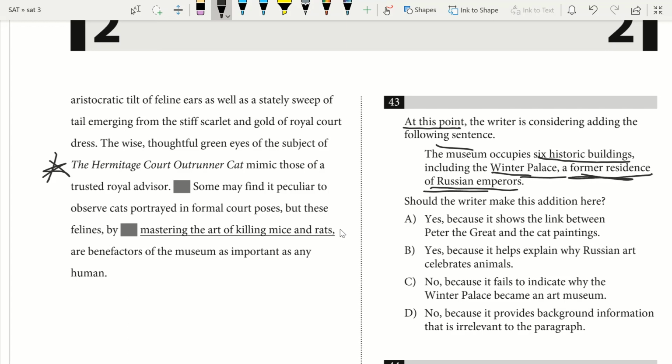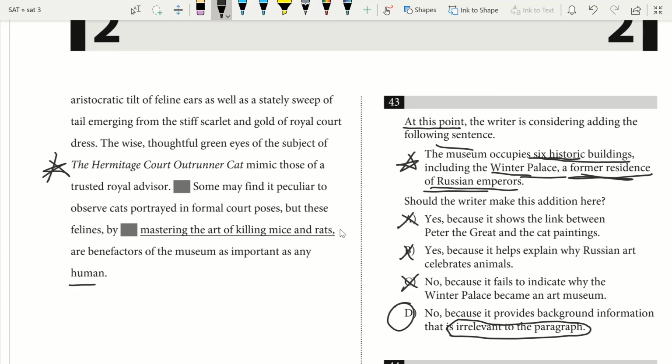And then if we look at the sentence that would come after it, we see that it says, some may find it peculiar to observe cats portrayed in formal court poses, but these felines, and then we're going to have to fill that in, are benefactors of the museum as important as any human. Well, we're really focused on the cats here. We don't really want to be talking about the history of the museum and how many buildings it occupies, right? So our answer here, we're not going to make this addition because it blurs the focus of the paragraph. So we're going to look for what answer choice says that, and that will be D, right? It's irrelevant to the paragraph because it provides background information that's irrelevant.